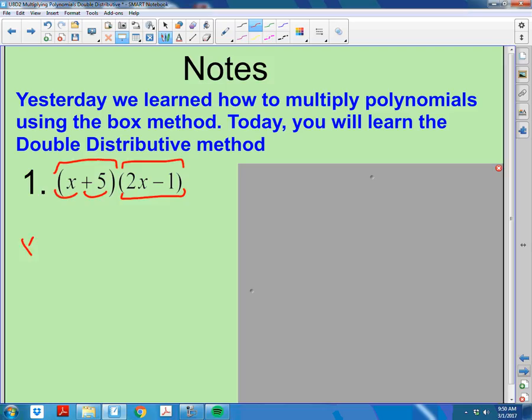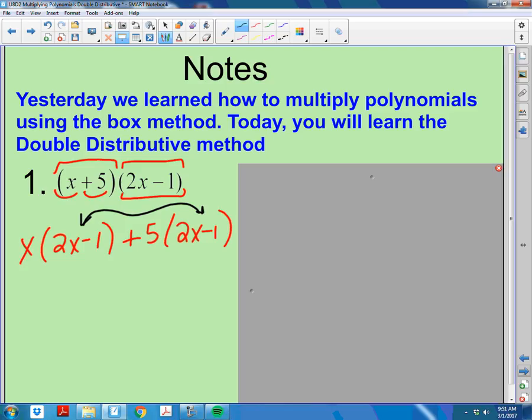I take my x, and I'm going to multiply it times 2x minus 1. And then I'm going to take my positive 5, and I'm going to distribute it to 2x minus 1. And I have now split my distribution. Now, a mental check. This binomial and this binomial must match. If they don't, you've screwed up.